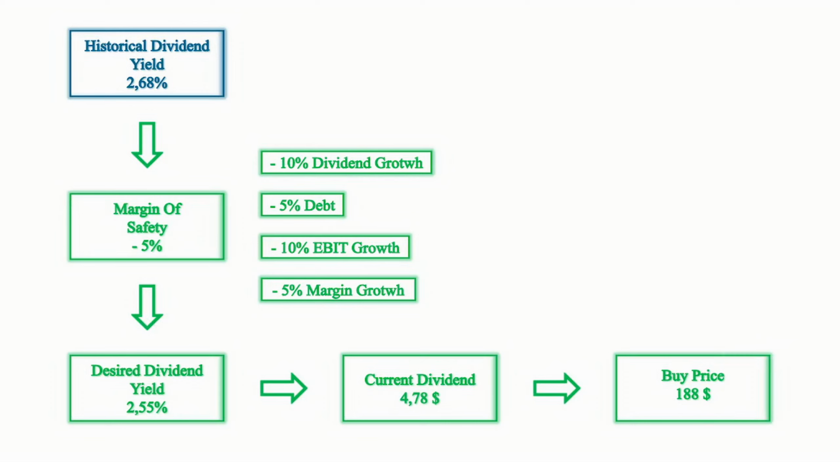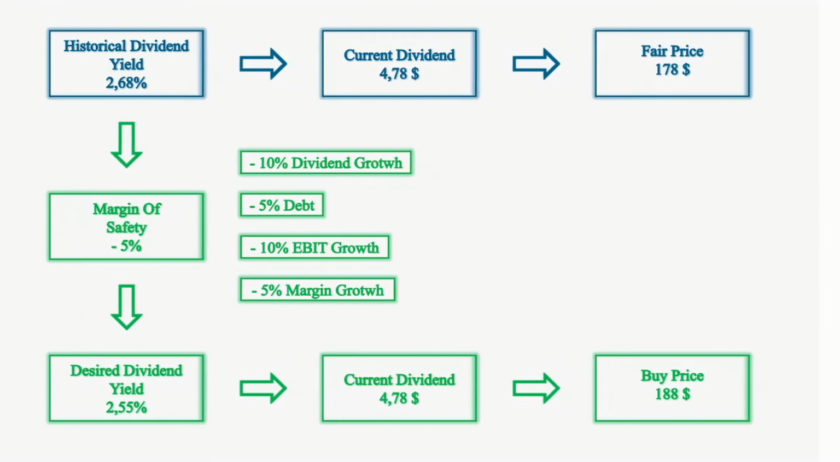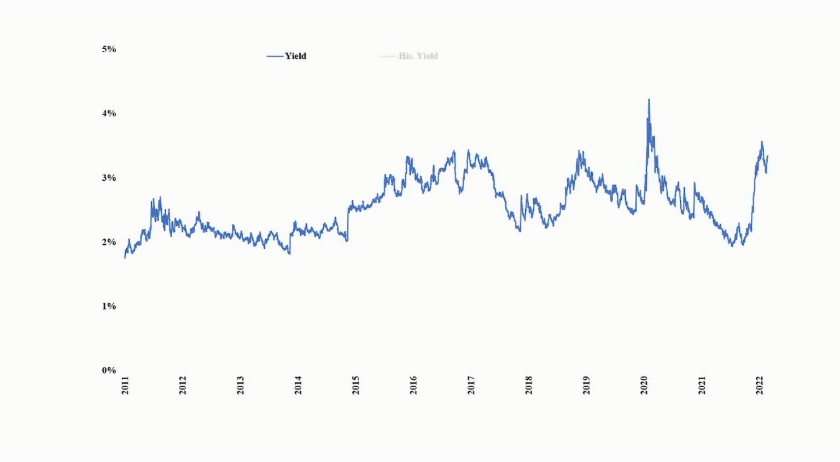By ignoring the margin of safety, the fair price of the stock is determined, which for T Rowe Price is $178. This value can also be shown graphically in the chart for the historical yield. This is done by adding the margin of safety to the historical yield curve. This then gives a new curve, which always lies 5% under the historical yield curve.